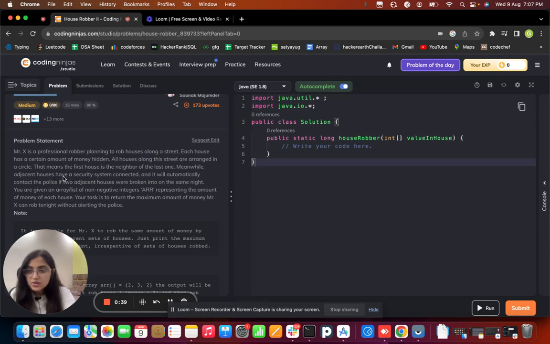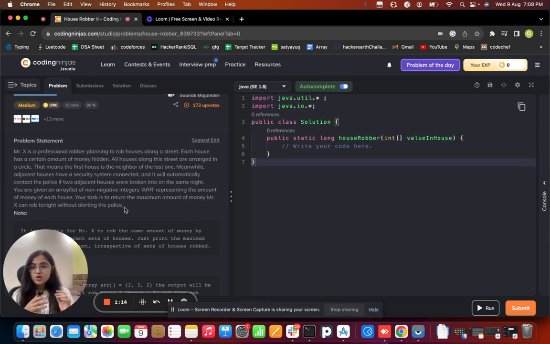Meanwhile, adjacent houses have a security system connected, and it will automatically contact the police if two adjacent houses are broken into on the same night. So that means if two neighbor houses are looted at the same time, one after the other, the security system will call the police. You are given an array of non-negative integers representing the amount of money each house has. Your task is to return the maximum amount of money Mr. X can rob tonight without alerting the police.